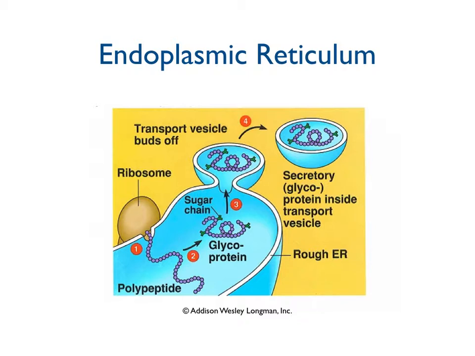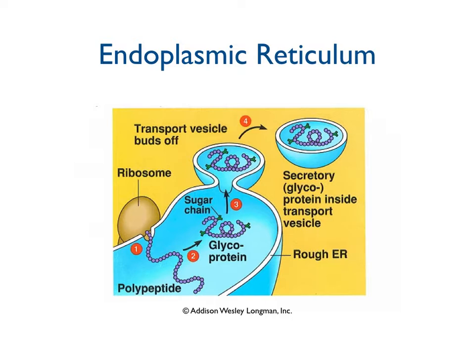Once inside the space of the rough endoplasmic reticulum, a polypeptide or protein chain can be modified somehow. In this particular figure, we're modifying the protein by attaching sugar groups to it, and those sugars are attached to a molecule forming a glycoprotein. Once the glycoprotein is produced, the membrane of the rough endoplasmic reticulum will fold in around it and eventually pinch off, forming a vesicle that contains the glycoprotein.